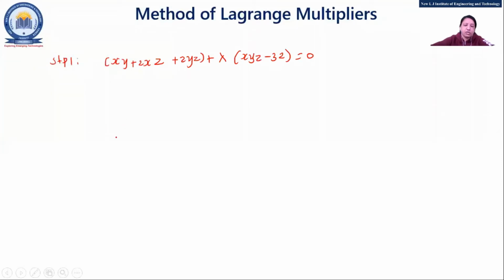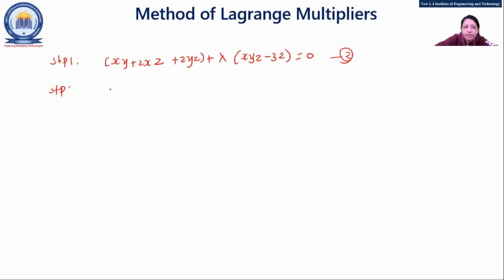We'll write it on another slide. This is step 1: xy plus 2xz plus 2yz plus lambda times (xyz volume minus 32). So this is my auxiliary equation. Suppose I give it equation number 3.